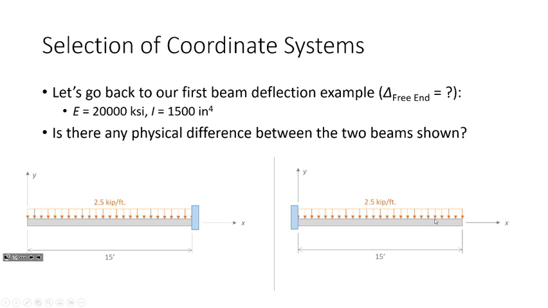I have a 15-foot long cantilever beam with a distributed load on it. On the right, I have a 15-foot long cantilever beam with a distributed load on it. Is there any real physical difference between the beams? No, it's the same beam. Imagine if the beam was sitting right here, with one of us looking at it like this and the other looking at it like that. It's the same beam. It's just changing my perspective on it. Okay?